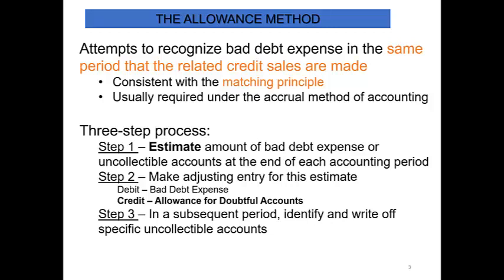The second step is to make the adjusting entry. So we're going to debit bad debt expense and then credit allowance for doubtful accounts. And then the third step is to actually write off the specific accounts when they become known. So if we find out that someone has filed bankruptcy, or we know that they've moved away and we can't find them, we're going to go ahead and write their account out of our accounts receivable.